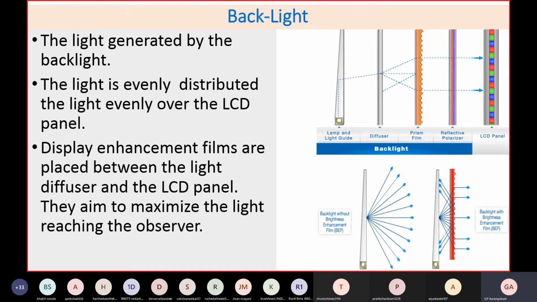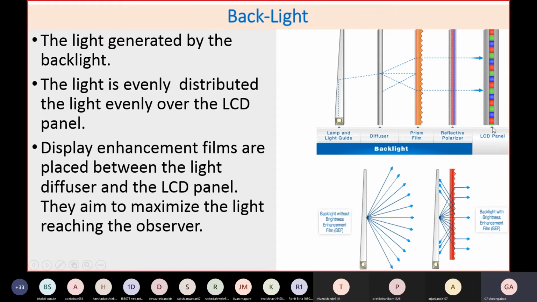What is the backlight as such? So backlight is always a light source. It is a very high intensity light source. See here, there is a certain arrangement: light and light guide, a diffuser, then a prism film, with a reflective polarizer. Though it is a source of light, the light is evenly distributed across the LCD panel.